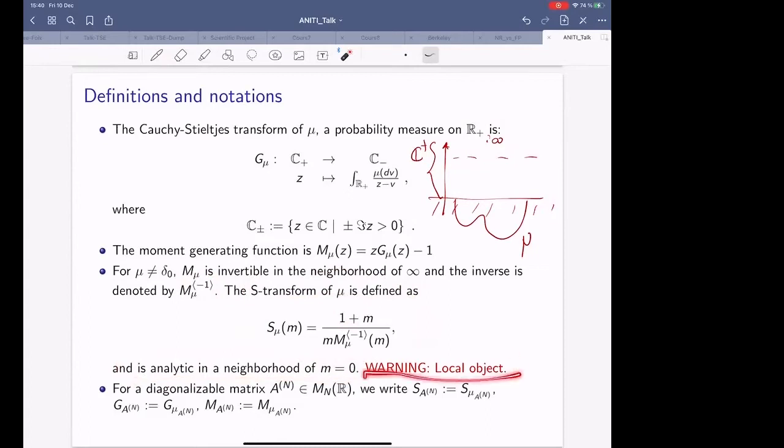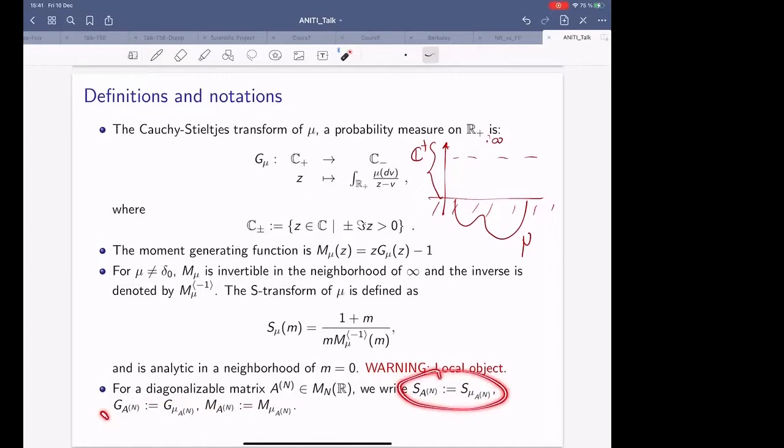So a very big warning: this is a local object. G I know everywhere it is defined. This one, actually, there's no answer; it depends on the measure. So this thing is a local object. It tells me about the inverse of this thing really high up. And I'll just write like this: if I have a diagonalizable matrix A, its spectral measure, I just write S_A instead of writing S of mu of the matrix. So I'll just skip the measure parts.